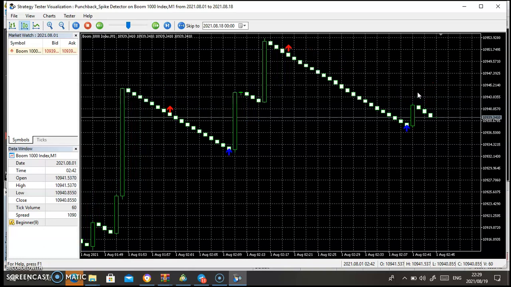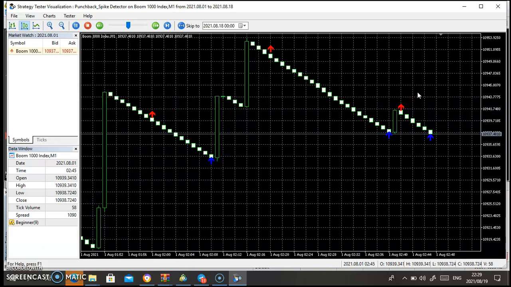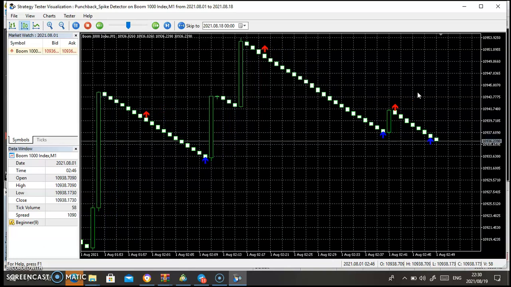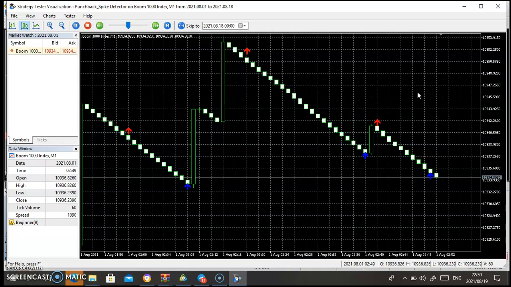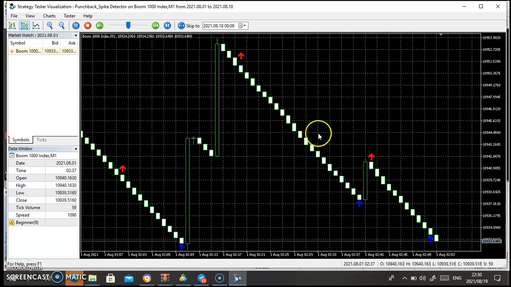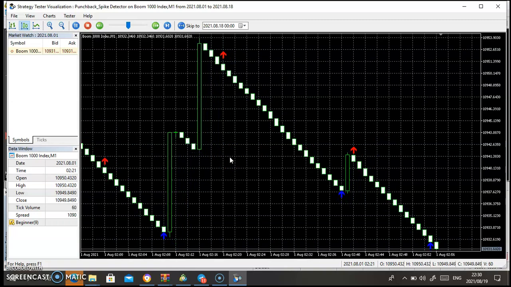Now this is not a whole system. This is only the spike detector, right? Maybe there's more stuff that you can add to the system, I don't know, because this is the only thing I found. So that's enough, guys. I think I'm just gonna show you guys my way, how I prefer using this system.